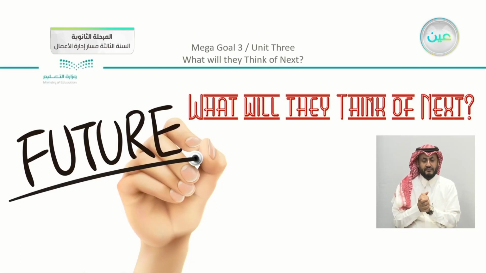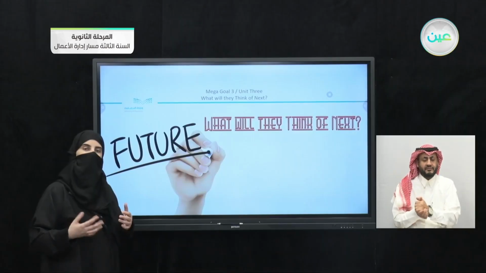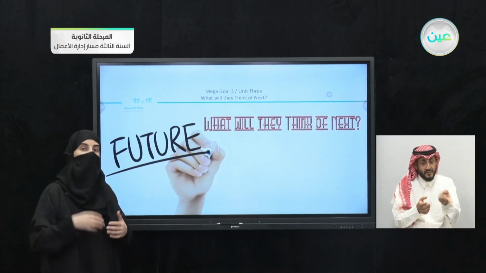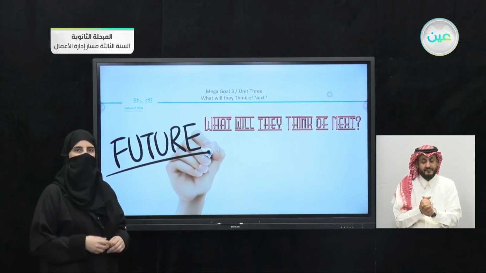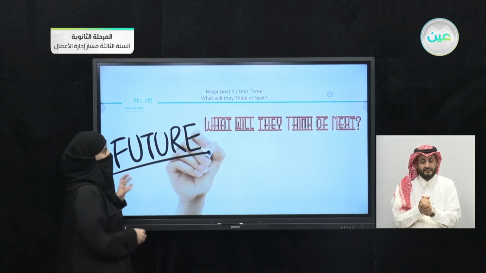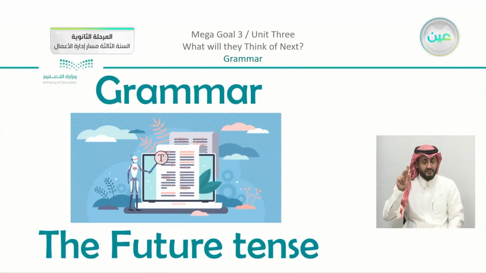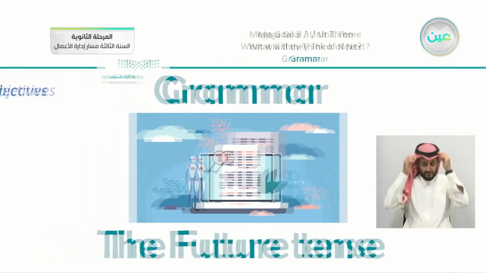Now, going back to our title, what will they think of next? Here, the title indicates that we are talking about things that are going to happen in the future, as we did mention in our last lesson. Now, we are going to also talk about the future, but this time we are going to study the future tense, which is going to be our grammar lesson for the day. Now, we have the grammar lesson.